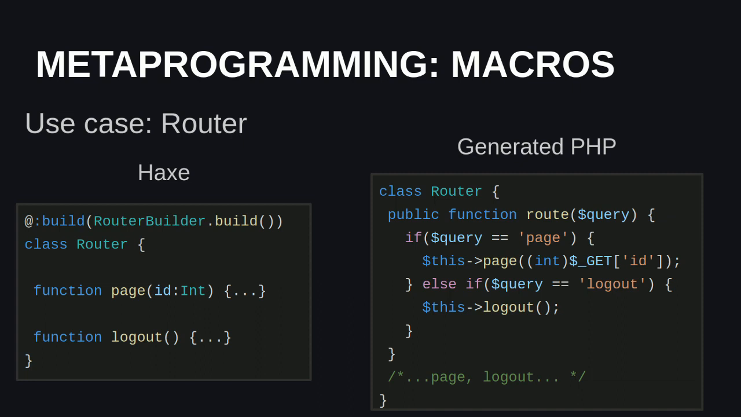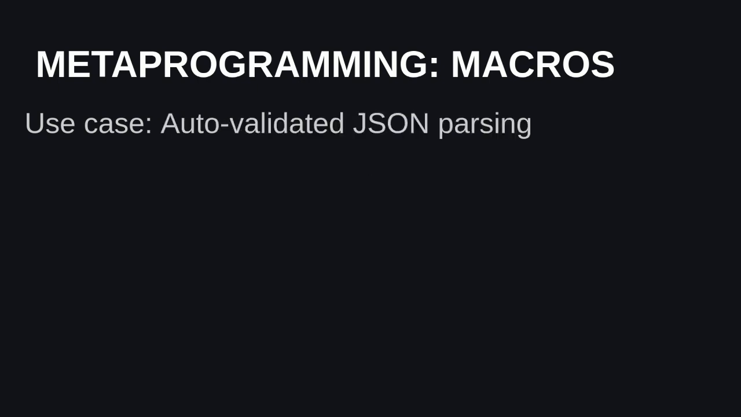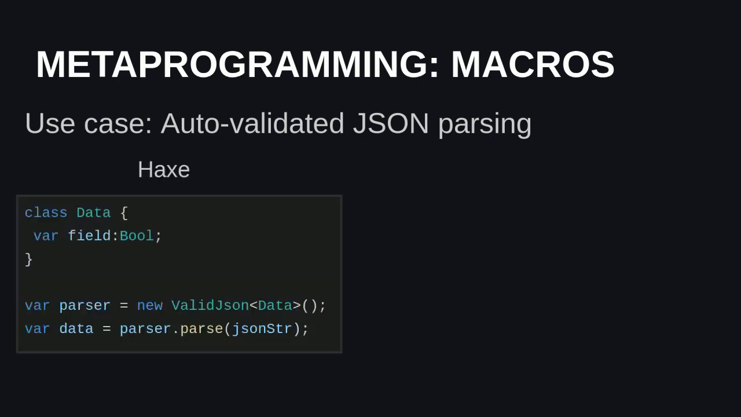And you don't need to parse JSON config files or something else. This is just generated at compile time and works super fast. No reflection, nothing like that. Another case is auto-validating JSON at parsing. For example, you have a data class which you want to calculate from the JSON data.